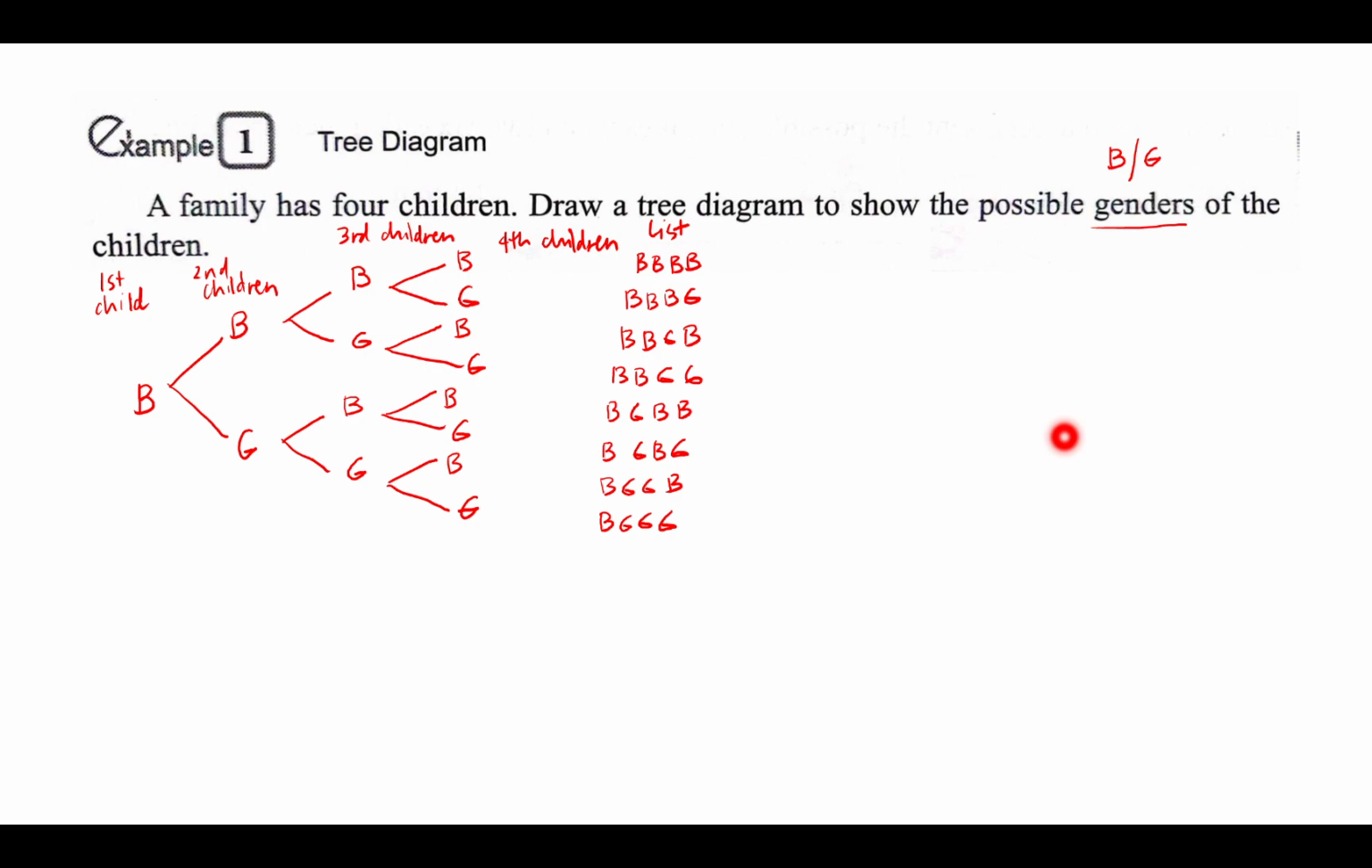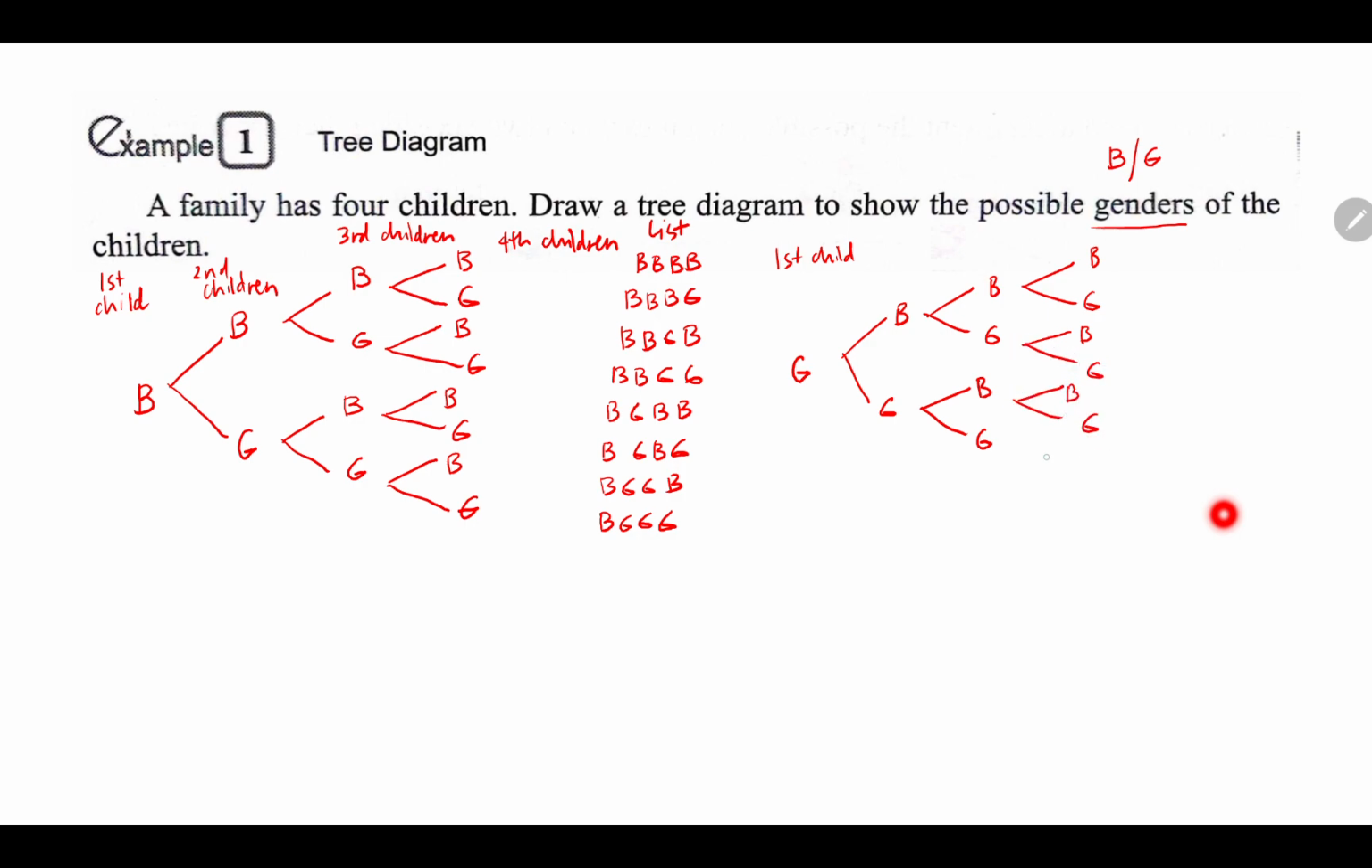But we must consider also that the first child can be a girl. So this is a girl. Then for the second child, you also have boy or girl. For the third child, you have boy, girl, boy, girl. And then for the fourth child, boy, girl, boy, girl, boy, girl, and boy, girl.